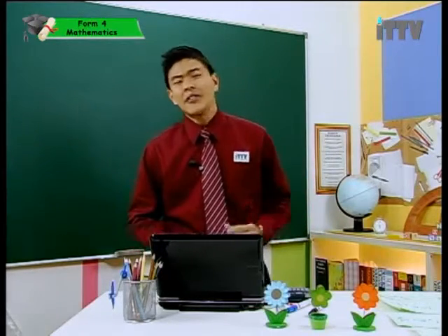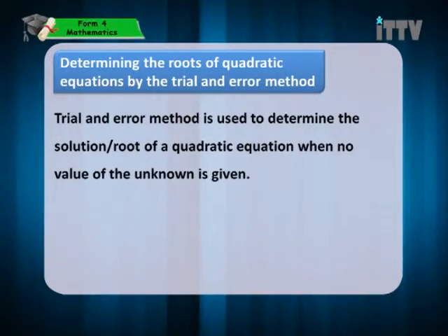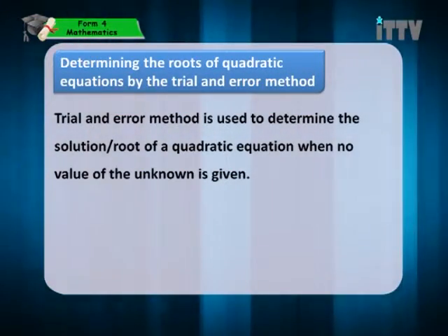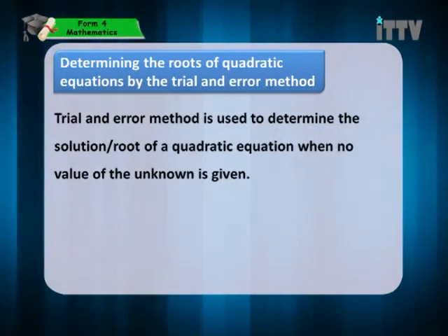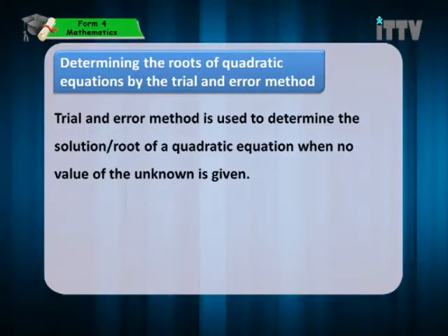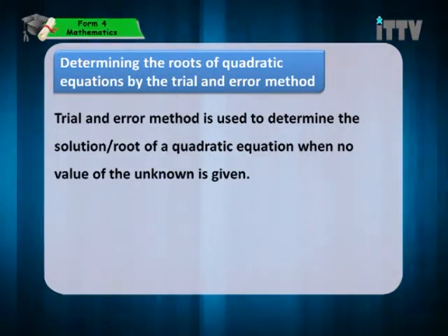Alright, now we have seen, given any value, how we tested the value. Now we are going to determine the roots of a quadratic equation by the trial and error method. What is the trial and error method? The trial and error method is used to determine the solution or root of a quadratic equation when no value of the unknown is given.